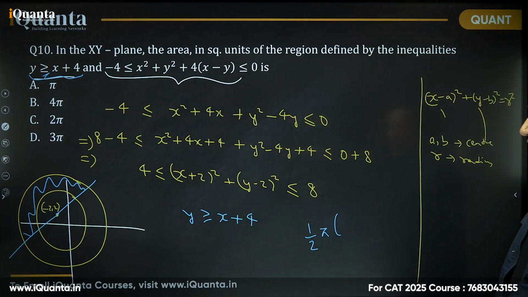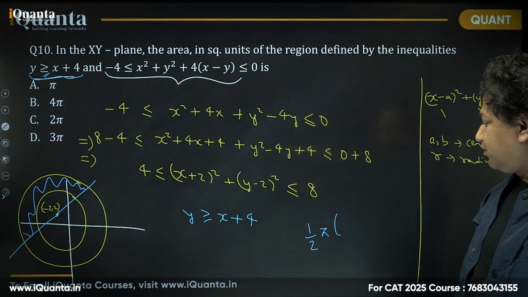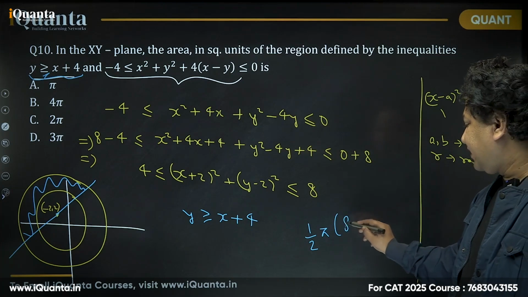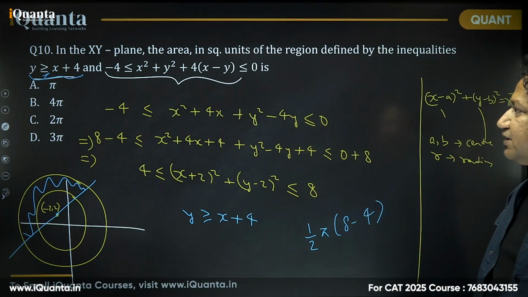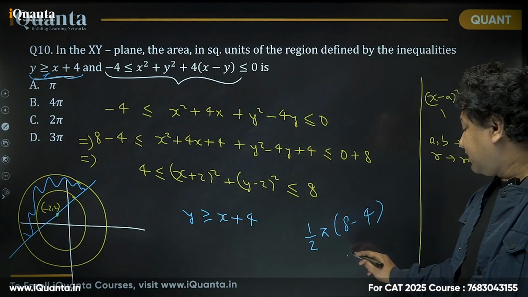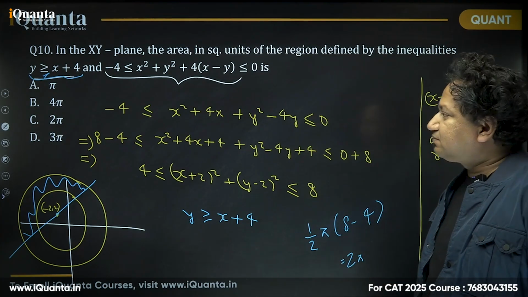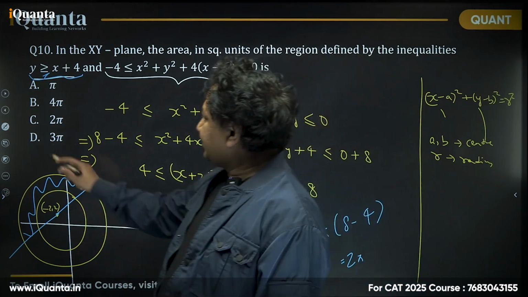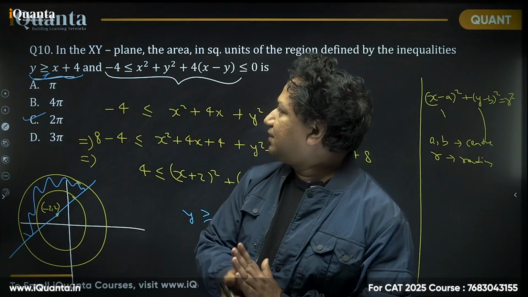So the radii are root 8 and root 4. The square of it is 8 minus 4. Wow, such a nice question. So 8 minus 4 is 4. 4, 2 2s are 4. I'll have 2 pi as the correct answer. Brilliant question. How many of you solved that? I hope you enjoyed the explanation.